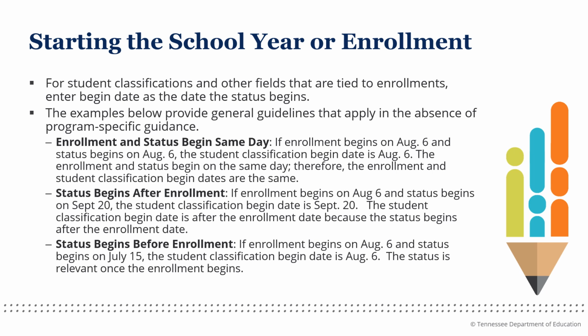Third scenario, status begins before enrollment. Suppose again the enrollment date is August 6th, but the status began earlier, perhaps July 15th. In this case, the student classification begin date is August 6th because the status is only relevant once the enrollment begins.